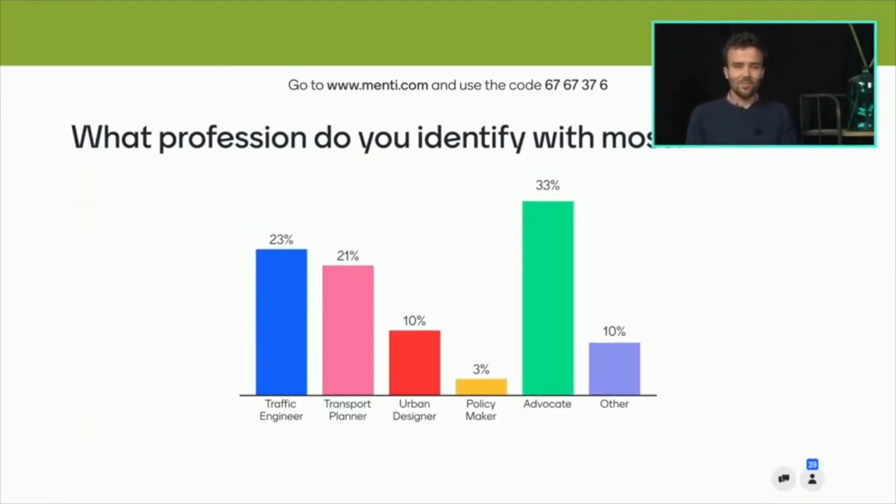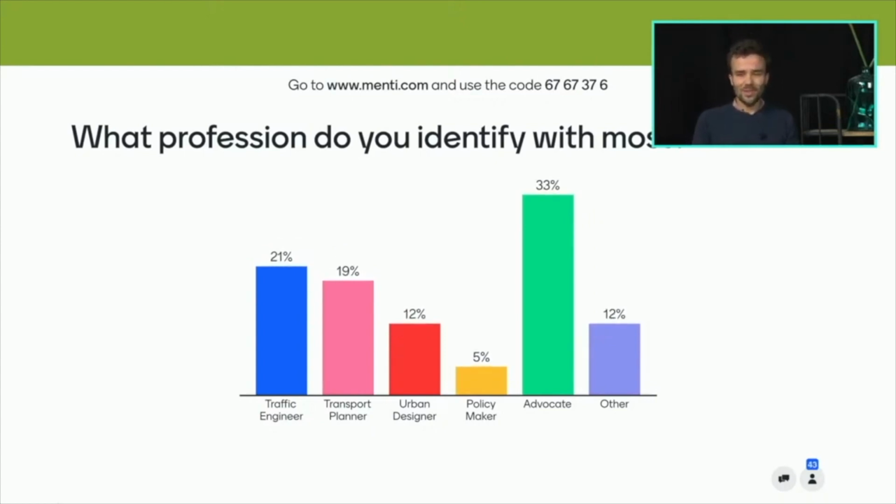So the first question, what profession do you identify with most? I struggle to ask people what you do for a job, because a lot of people have flexible interpretations of their job in their field. And today I can see a lot of advocates. That's always good to see. And then split between traffic engineers and transport planners, a few urban designers in the mix. Good to see. There will be something in it for everybody, I'm sure. It's not too technical of a presentation and very much focused on the principles, so that'll be good for all of you.